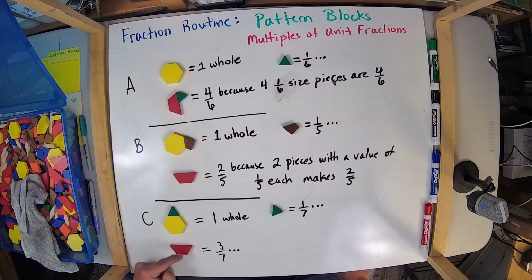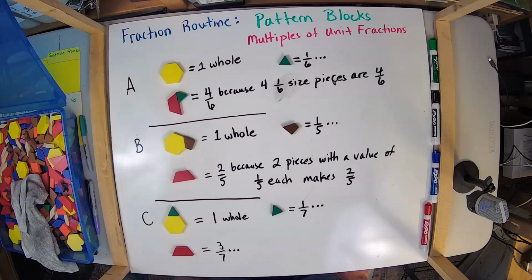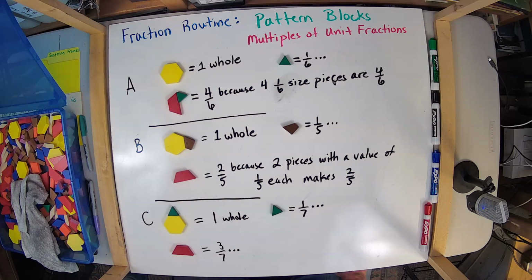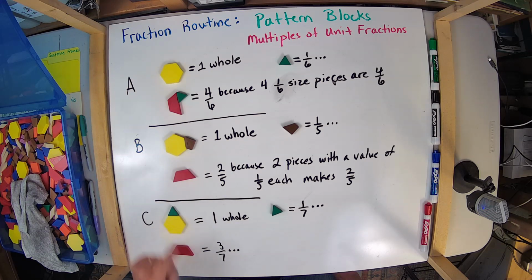Also, why does the red trapezoid here have a fractional value of 3/7, but here it has a fractional value of 2/5? Why is that? Like, shouldn't it be the same? And the answer is no. Fractional values are only defined in relation to or compared to the whole. Here I'm comparing it to this whole. Here I'm comparing it to this whole. And that changes the fractional value.